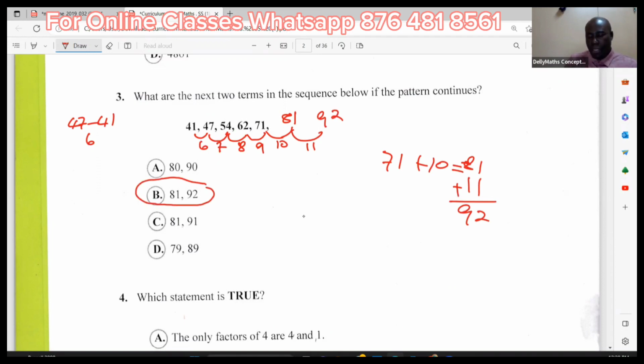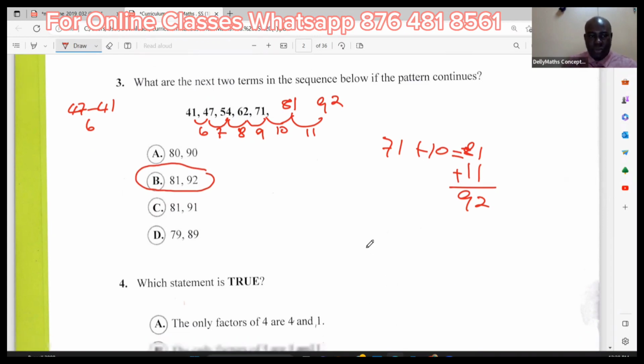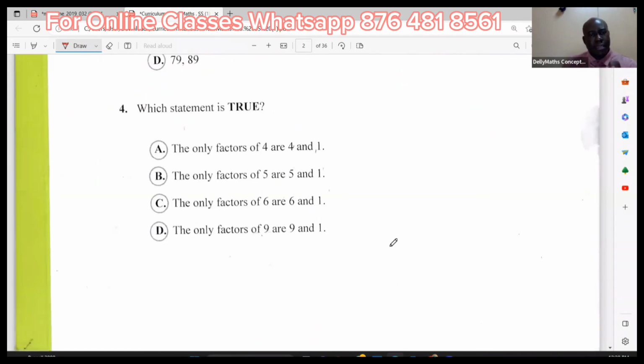There it is. All right, so let's look at the final question right here. Which statement is true? It says the factors of 4 are 1 and 4. That's not true. The factors of 5 are 1 and 5, 5 and 1. This is true. So I don't need to read the rest. The answer is B. The only factors of 5 are 5 and 1.